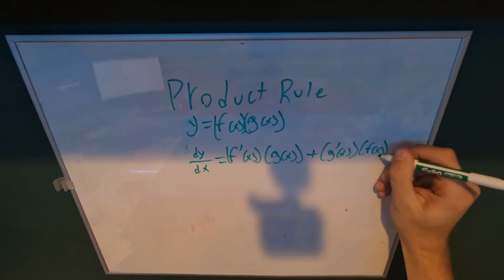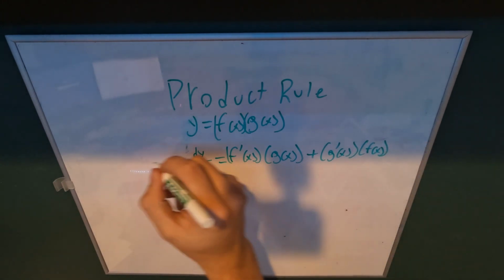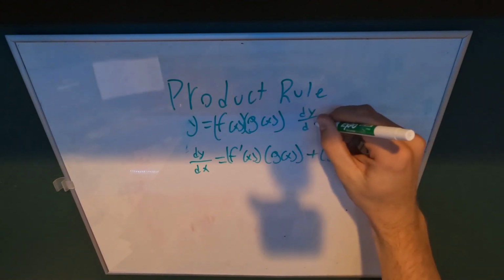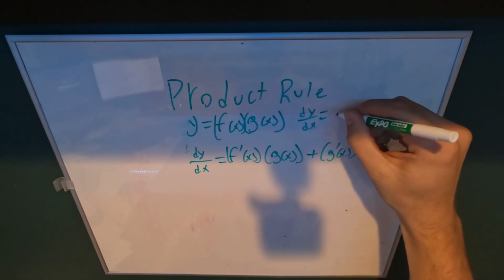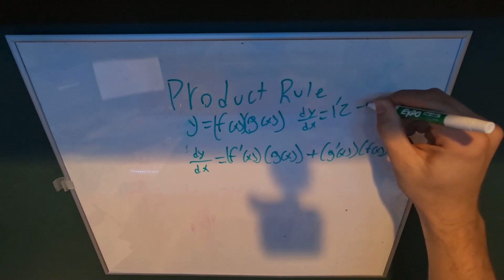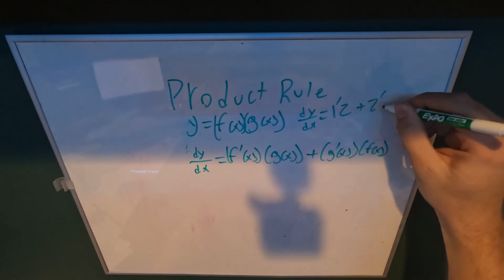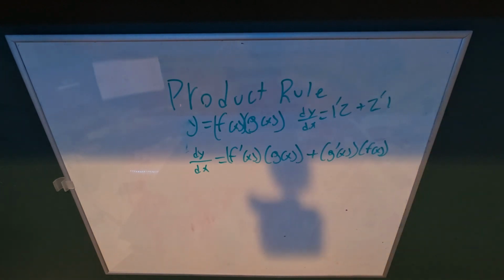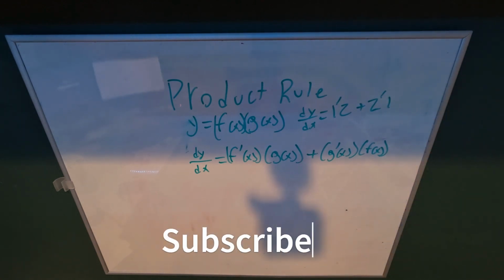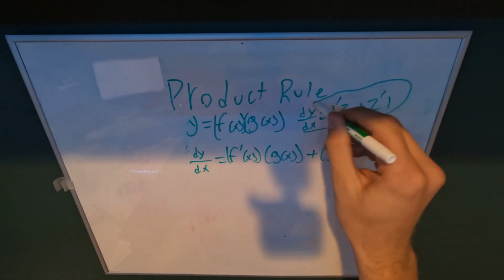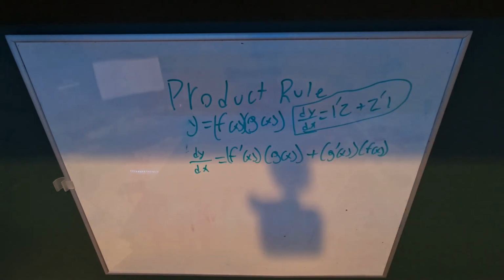So basically it is derivative of the first times the second plus derivative of the second times the first. So that's what that is. So we'll leave this up because that's how I like to remember it.